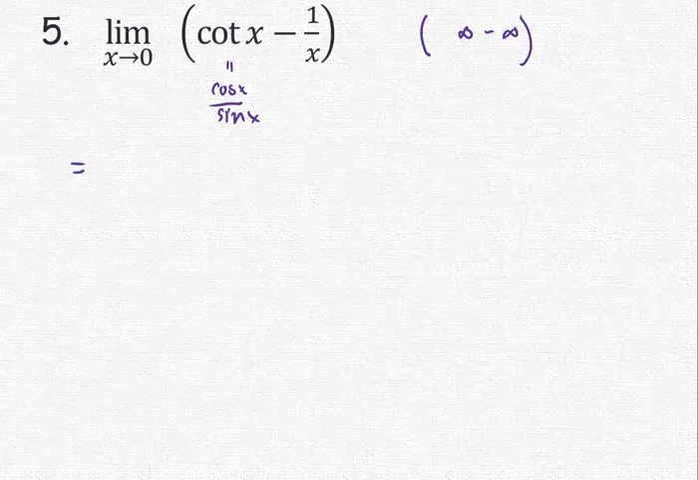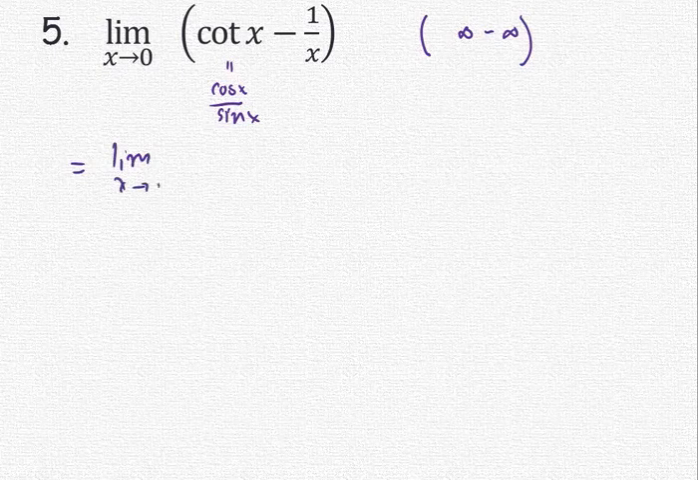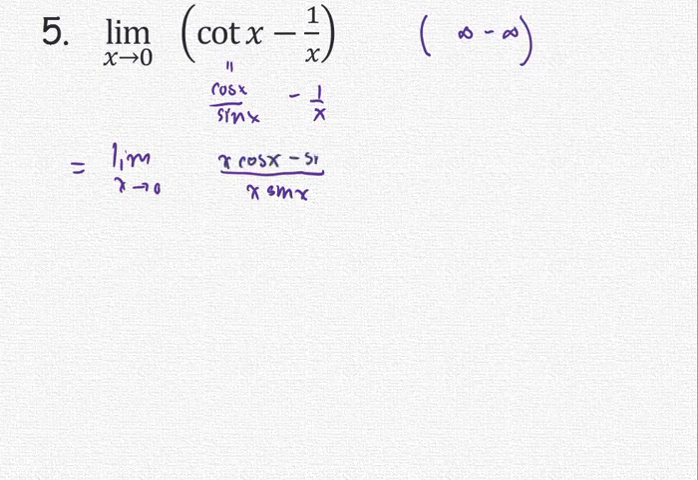We are going to rewrite the difference into the quotient by combining the two fractions to have the same denominator. The common denominator is x multiplied by sine x, so the numerator becomes x multiplied by cosine x minus sine x. Check the indeterminate form one more time. As x approaches 0, the numerator approaches 0. The denominator also approaches 0. So then we can use L'Hopital to find this limit.